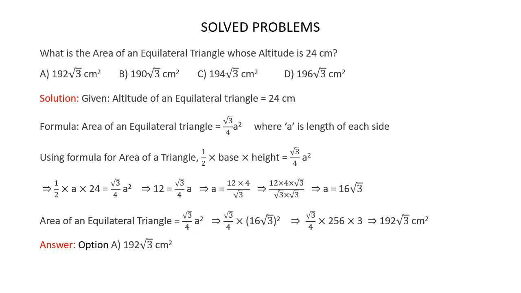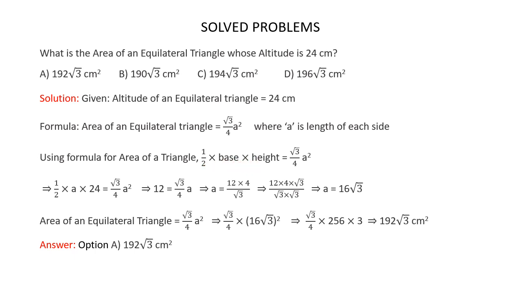Now if we know the value of A, then we can easily find the area of the equilateral triangle. So let's find out the value of A using the information given in the problem. Now it's given that the altitude of an equilateral triangle is 24 centimeters. Now we know that area of an equilateral triangle is equal to root 3 by 4 multiplied by A squared, where A is the length of each side. Now we also know that area of a triangle is equal to half multiplied by base multiplied by height.